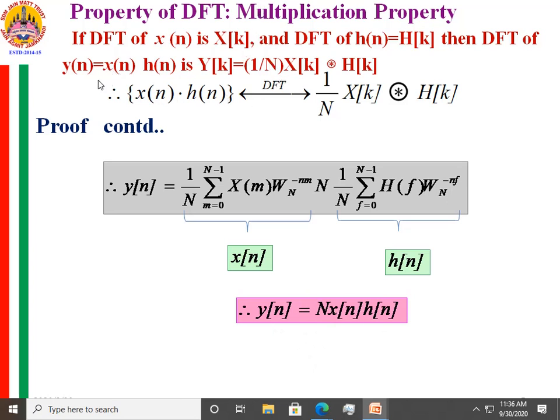or alternatively you can take this N to this side and say that X(k) circularly convolved with H(k) is equal to capital N into x(n) into h(n). You can prove this same property in this way also. So whichever you feel is easier, in the same way you can prove these properties.